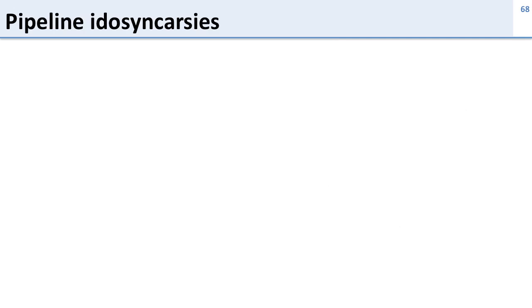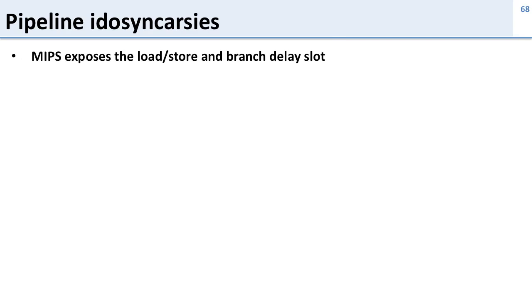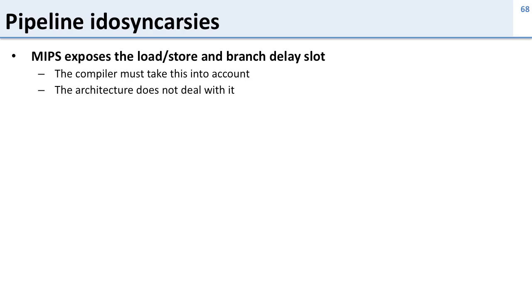So let's talk about some idiosyncrasies of pipelines. So we've seen how MIPS exposes the load, store, and branch delay slots. This means the compiler has to take it into account, and the architecture does not deal with it. Now this is a design decision. The people who designed MIPS decided explicitly that the processor was not going to take care of this.